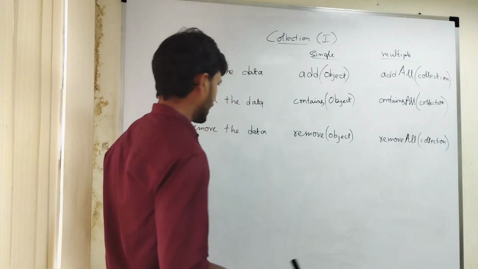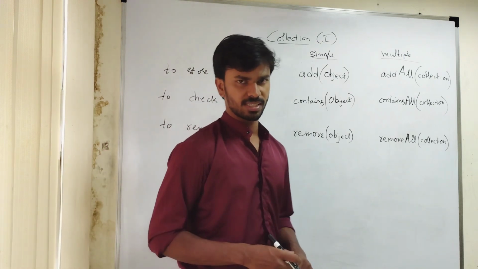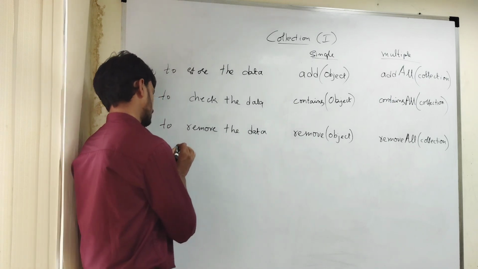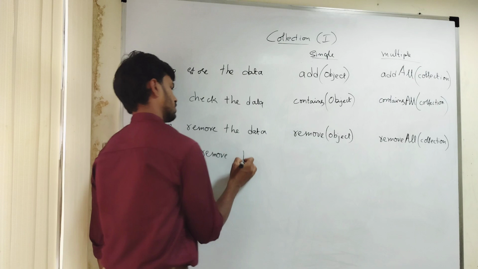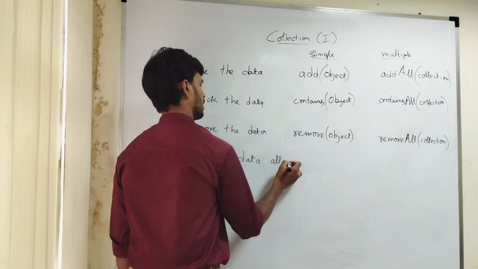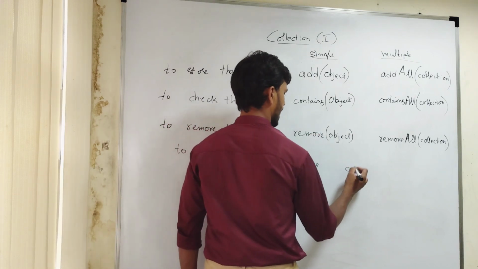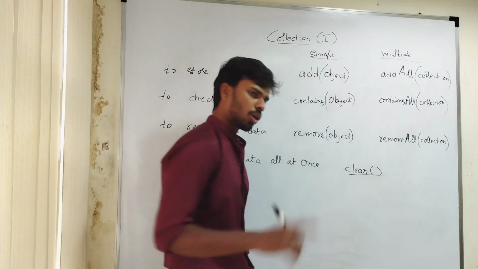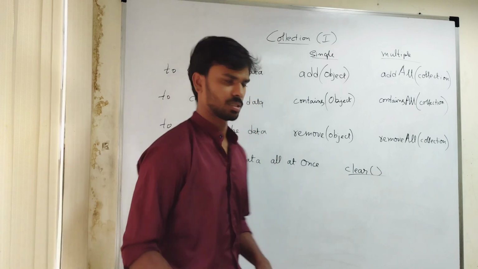Next, if I want to remove the entire data all at once, we have the clear method. Clear method means if I call the clear method, it will remove all the objects inside the collection object.